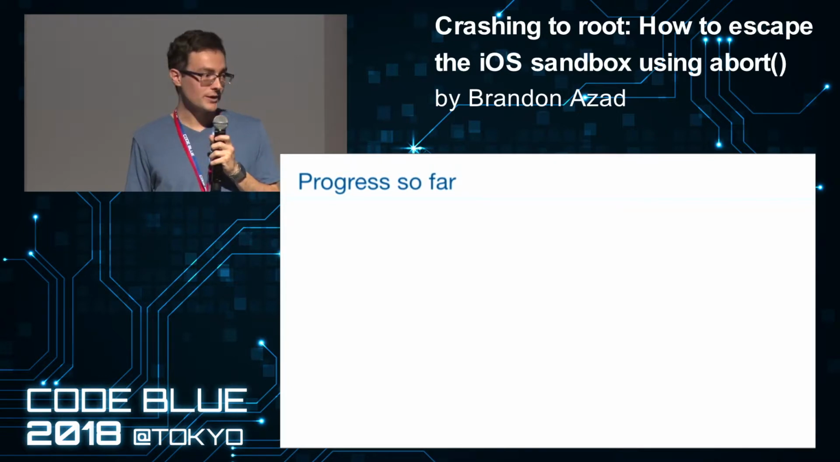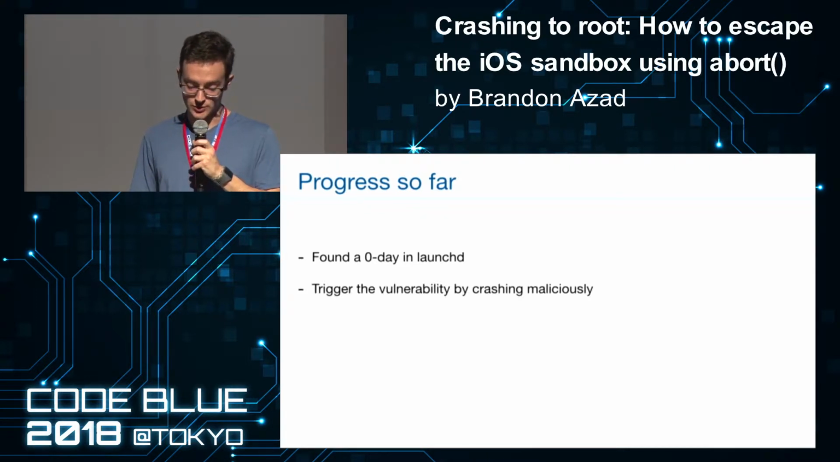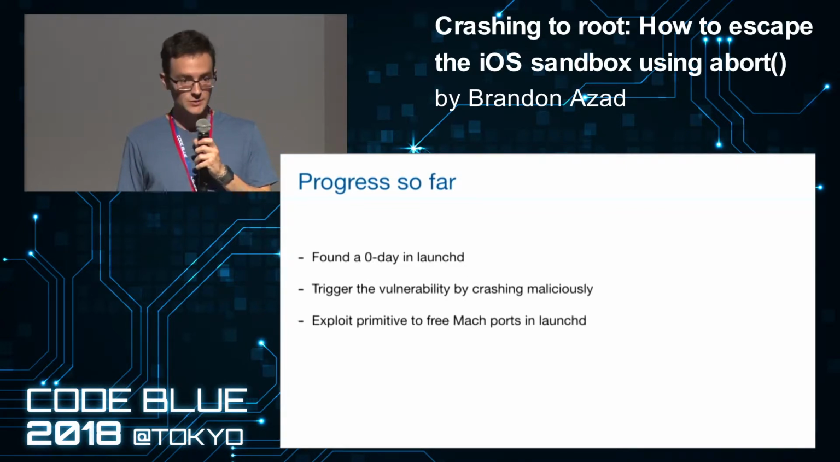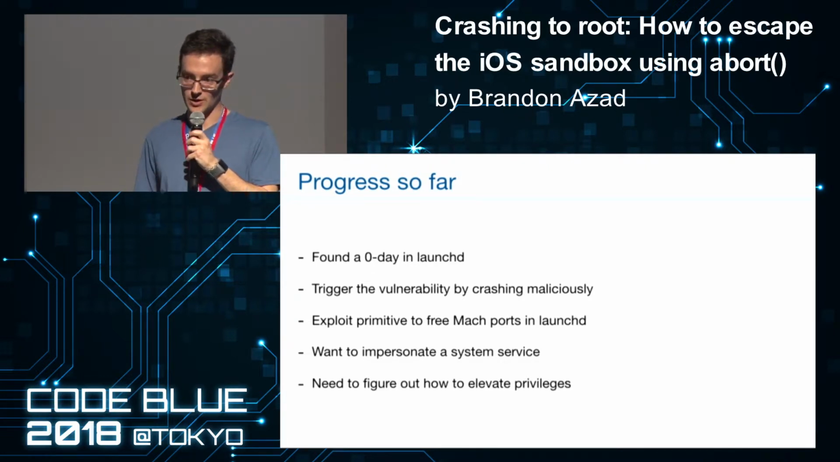So, how are we doing so far? We found a zero-day vulnerability in launchd, so that part of our goal is achieved. We know how to trigger the bug by crashing maliciously, and we now have an exploit primitive that uses an app extension to free Mach ports in launchd. At this point, we know that we want to use this primitive to impersonate a system service, and after that, we still need to figure out how to elevate privileges.